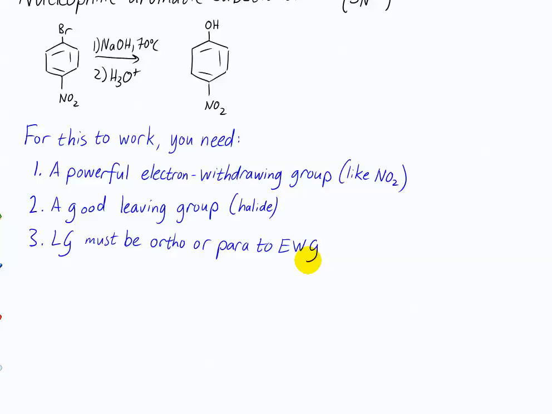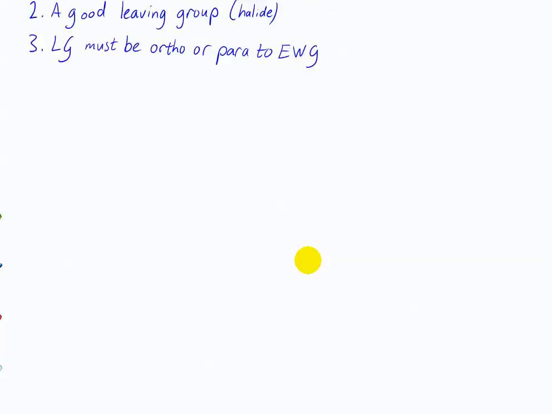Second one, okay, it's substitution. You need a good leaving group for nucleophilic substitution, just like before. The third one, we have to look at the mechanism to explain and look at some resonance. So let's check out the mechanism.